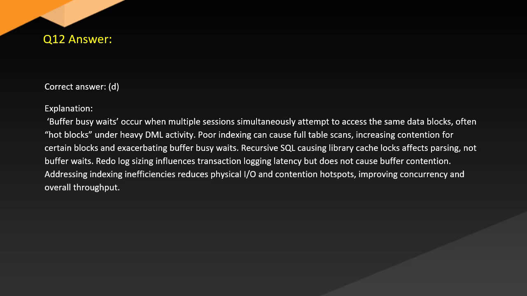Answer. Correct answer: D. Explanation. Buffer busy waits occur when multiple sessions simultaneously attempt to access the same data blocks, often hot blocks under heavy DML activity. Poor indexing can cause full table scans, increasing contention for certain blocks and exacerbating buffer busy waits. Recursive SQL causing library cache locks affects parsing, not buffer waits. Redo log sizing influences transaction logging latency but doesn't cause buffer contention. Addressing indexing inefficiencies reduces physical I/O and contention hotspots, improving concurrency and overall throughput.